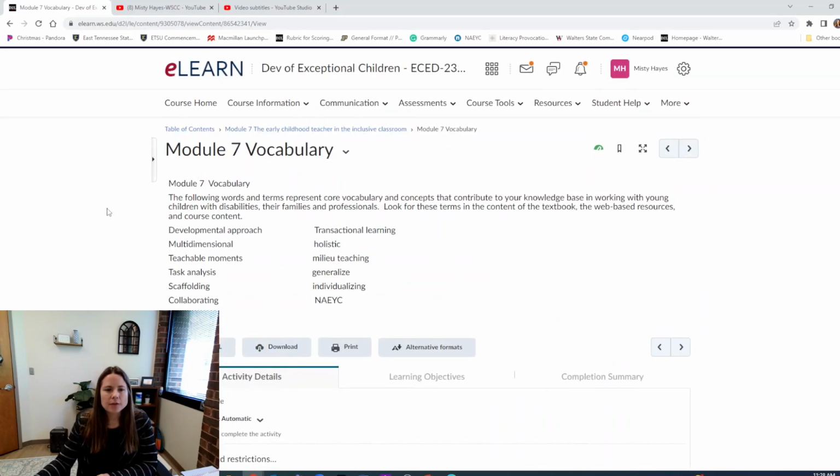Your vocabulary words are listed here. These are things and concepts I really want us to look at. Some of them we've seen before. Some of these go along with your text. Others are going to be found in the lessons themselves.